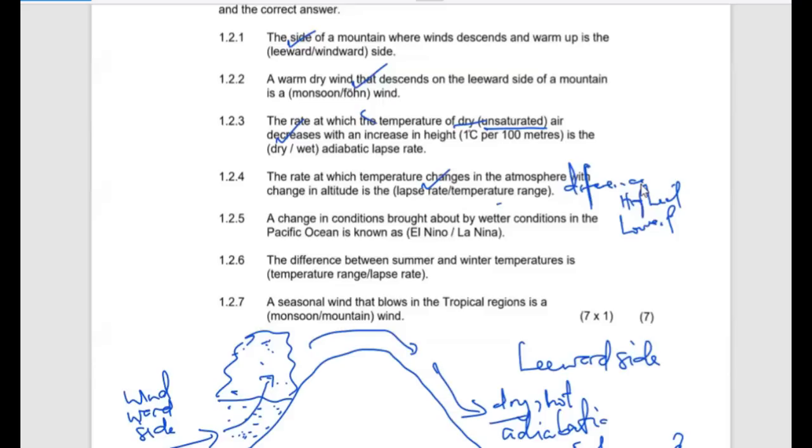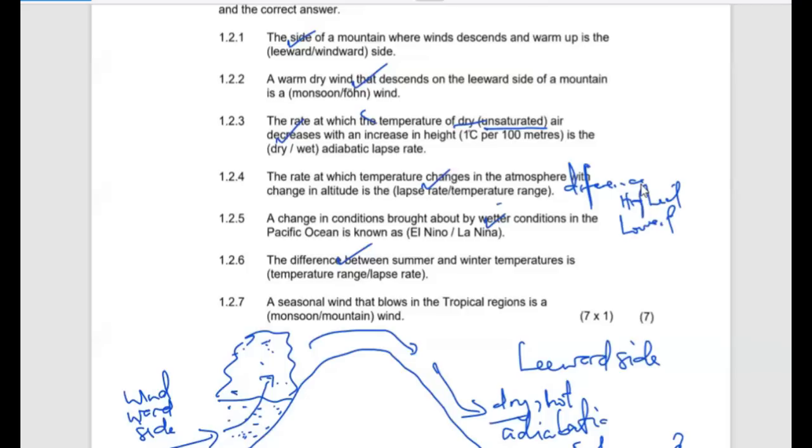Then a change in conditions brought about by wetter conditions in the Pacific Ocean is known as El Nino or La Nina. This is typically the La Nina situation. The difference between summer and winter temperatures is the temperature range, or lapse rate. We have just talked about that. The temperature range: we have the highest temperatures during the summer season and the lowest temperatures during the winter season. So the difference between the two gives us the temperature range.